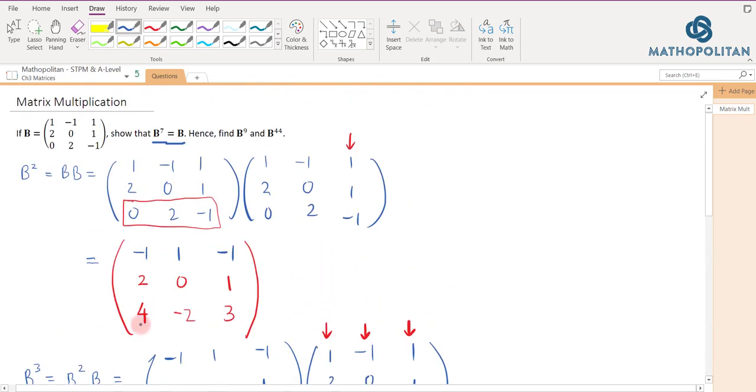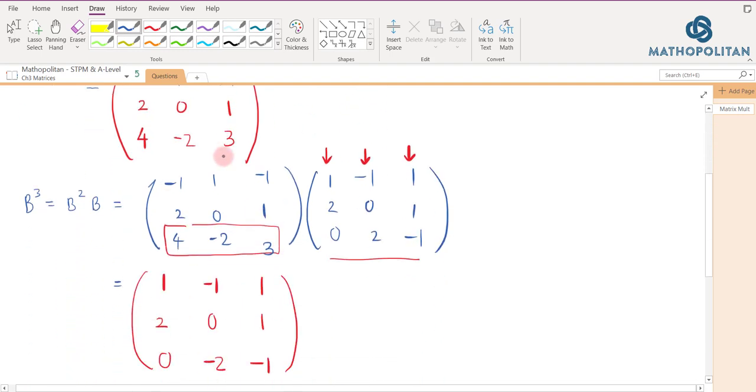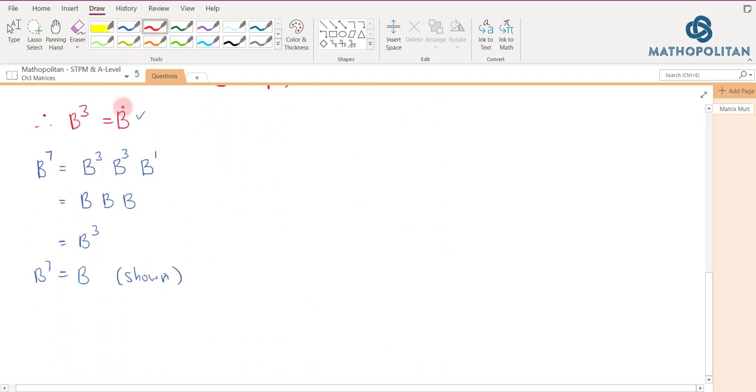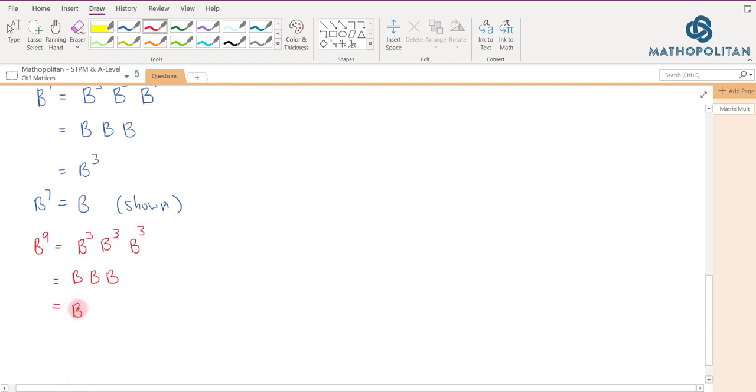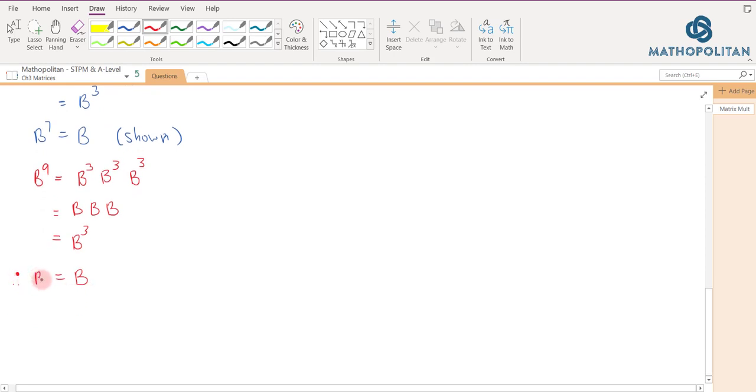Now for the next part, we need to find what b to the power of 9 is. If you use indices, b to the power of 9 is b to the power of 3 times b to the power of 3 times b to the power of 3. And b to the power of 3 is equal to b. So that's b times b times b, which is b to the power of 3 itself, because 1 plus 1 plus 1 gives 3 for the index. And b to the power of 3 is equal to b. So b to the power of 9 is equal to b itself.